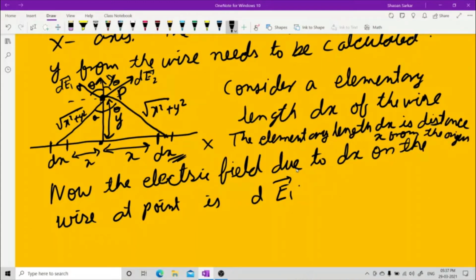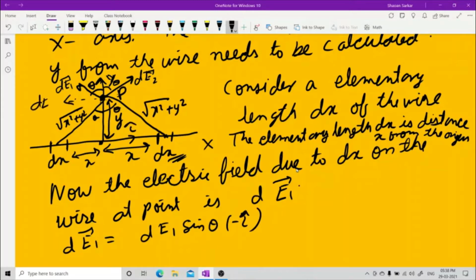Now dE1 will have a cos theta component and a sin theta component. dE1 sin theta along minus i cap, because the positive direction of i cap is this. dE1 is here, dE1 sin theta is in this sense, and plus dE1 cos theta j cap. This is the thing.